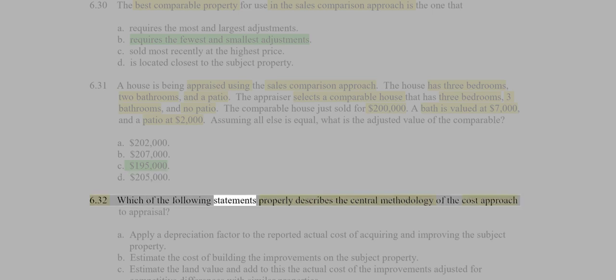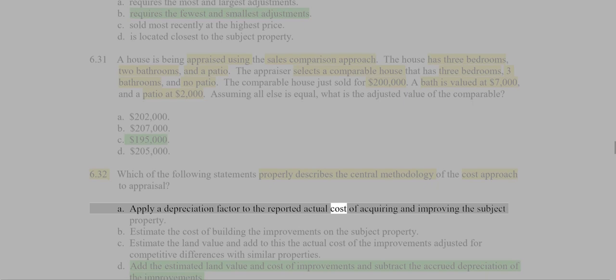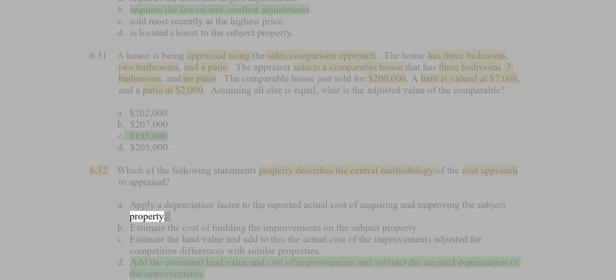6.32 Which of the following statements properly describes the central methodology of the cost approach to appraisal? A. Apply a depreciation factor to the reported actual cost of acquiring and improving the subject property. B. Estimate the cost of building the improvements on the subject property. C. Estimate the land value and add to this the actual cost of the improvements adjusted for competitive differences with similar properties. D. Add the estimated land value and cost of improvements and subtract the accrued depreciation of the improvements.